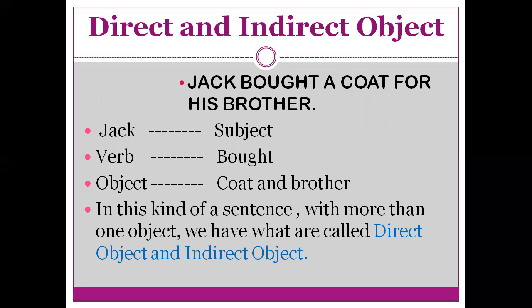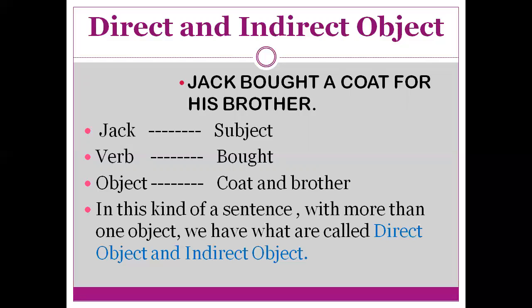I'll explain with an example here. Jack bought a coat for his brother. Now this is a sentence. I'm going to repeat it again. Jack bought a coat for his brother. In this sentence, Jack is the subject because we are talking about Jack. The verb is bought. It is an action. And if you see it clearly here, there are two objects. One is coat and one is brother. So in this sentence, there are two objects: coat and brother.